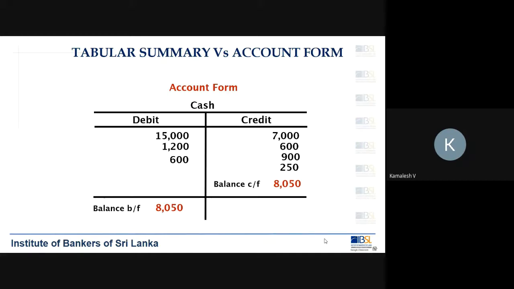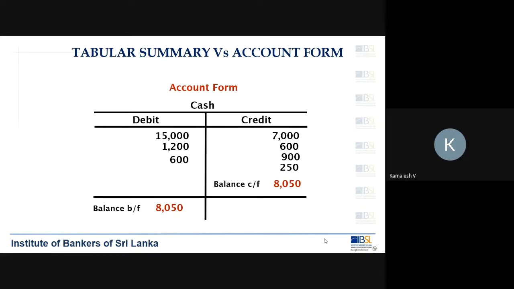Of course, I have missed the two totals. You have to put down the totals also. In between the two 8,050s, you should have the total. So the total will be 16,800 on both sides. Okay, right. Now, the balance that we are getting here, the 8,050, is called the closing balance.